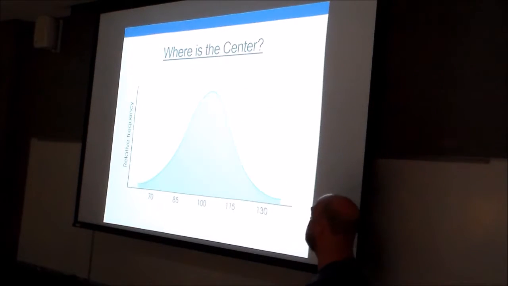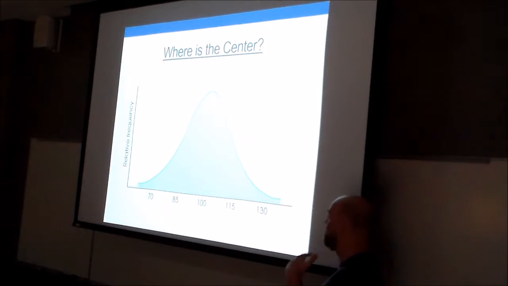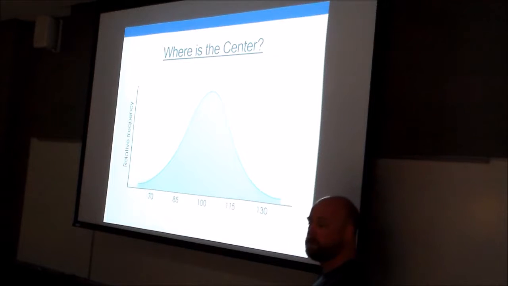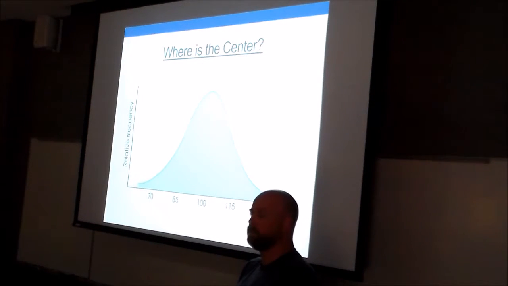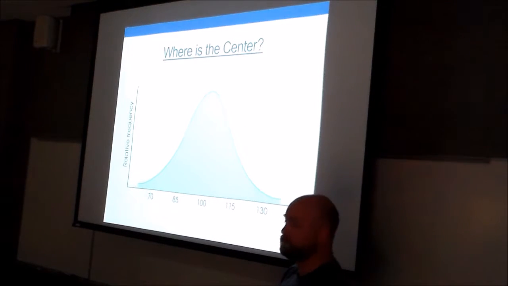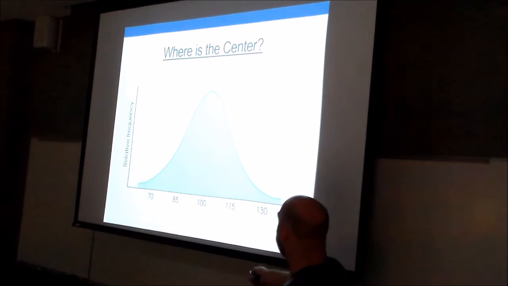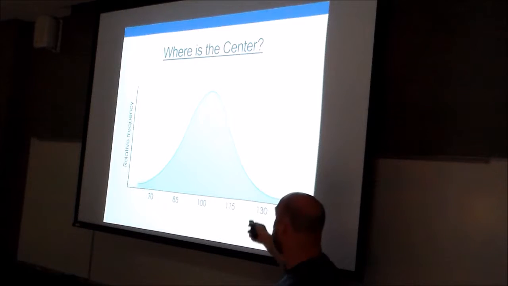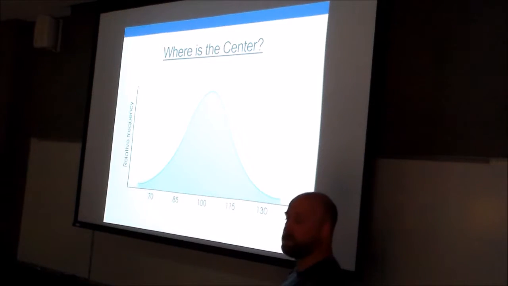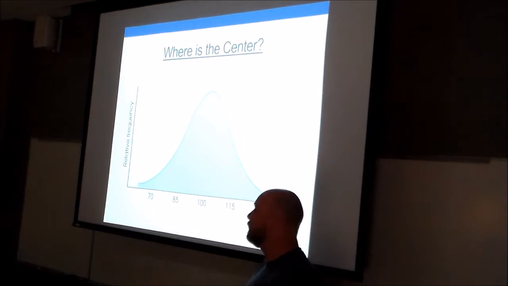So, in this situation here, Rajiv, where's the center of this distribution? 100? 100. It's pretty straightforward. Not everybody scores 100, but if I had to say this is kind of the middle of the distribution, the most representative score, it looks like most people in this sample scored 100. That's probably going to be my best bet.